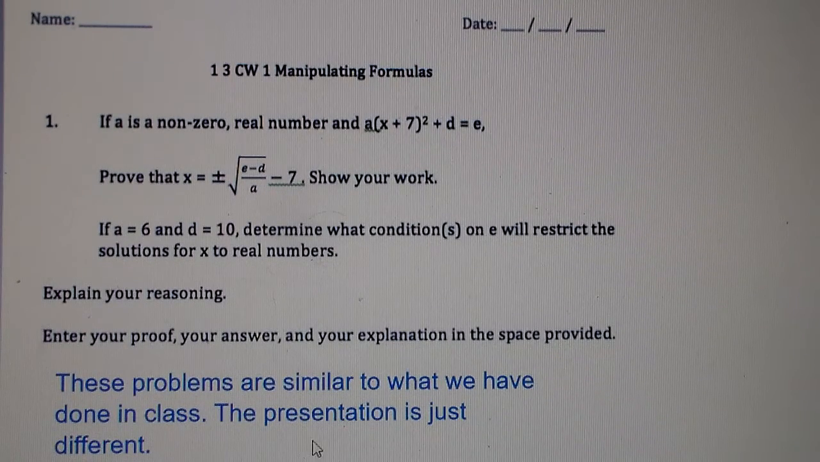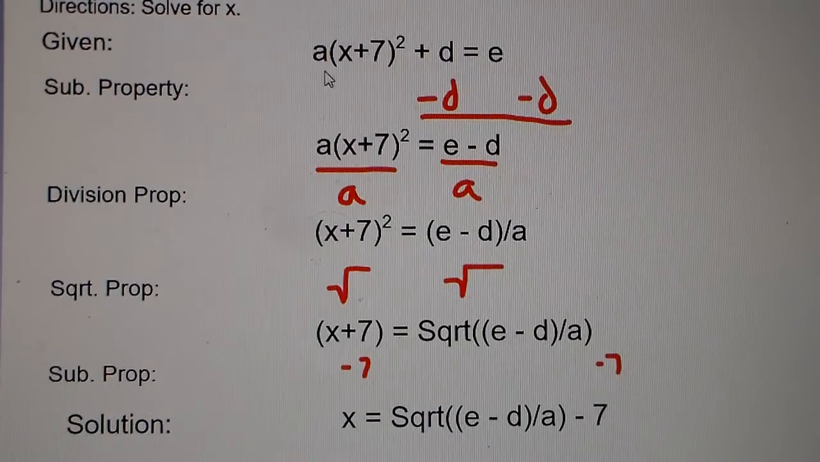These problems are similar to what we have done in class. The presentation is just a little bit different. So let's take that problem: a(x + 7)² + d = e. Here's all my work for it. I'm going to revise the directions to just say solve for x, because that's really all we're doing here to prove it. First, this is what we're given.